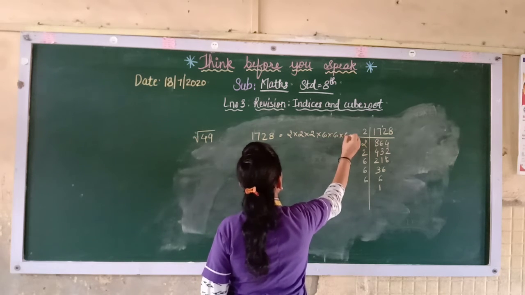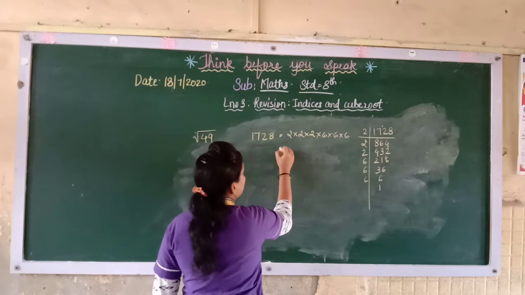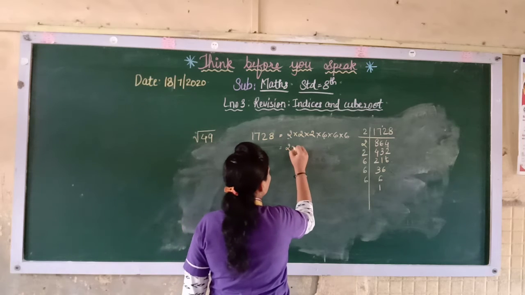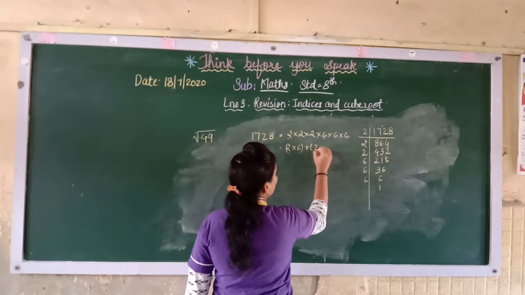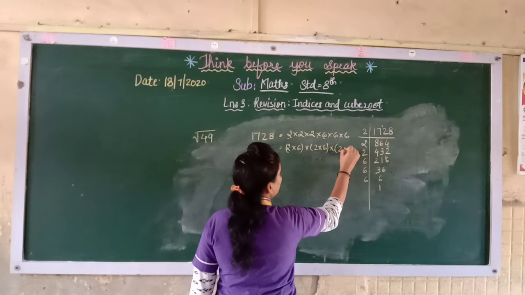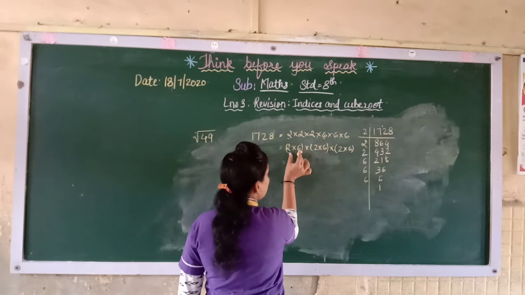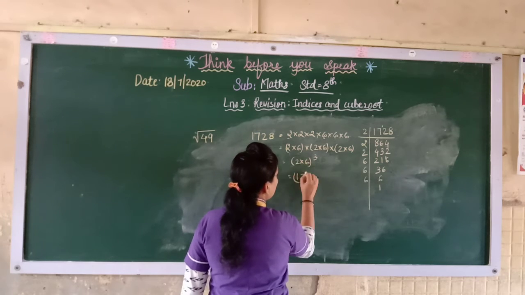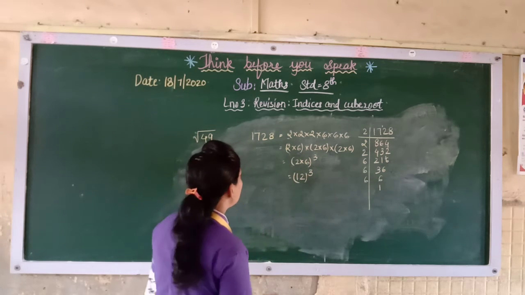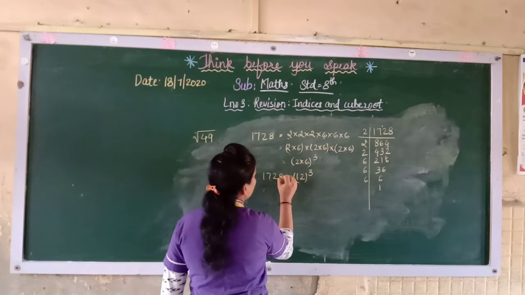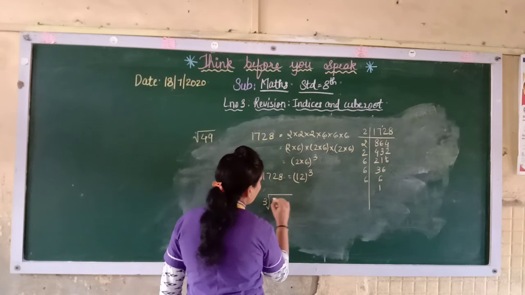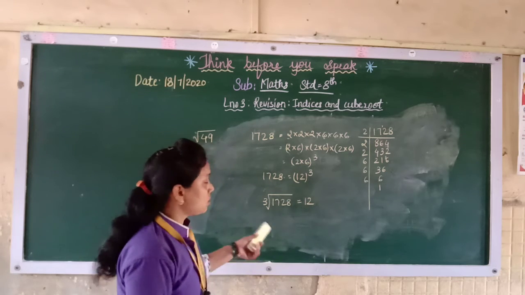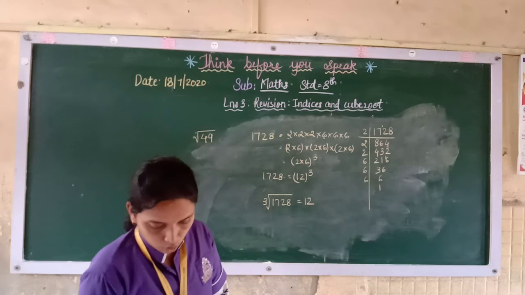Now if you see here, you can take this as a group because 6 and 2 both have come 3 times. So here you can write 2 into 6 into 2 into 6 into 2 into 6. So this entire thing has come 3 times. So 2 into 6, the whole cube. So here it will become 12 cube. So this 1728 is 12 cube. So what will be the cube root of 1728? It will be 12. So this is how we have to find the cube roots.